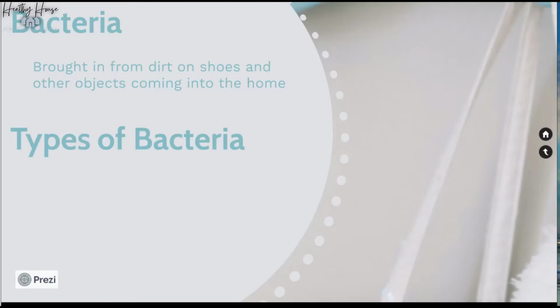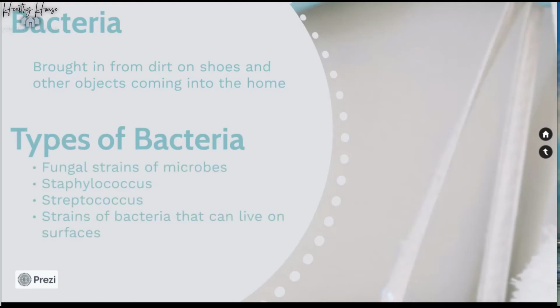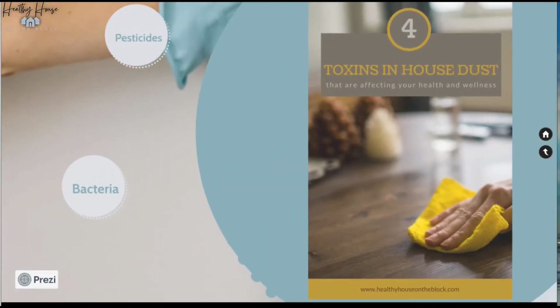Bacteria entering our home from outdoors can include fungal strains of microbes. Staphylococcus, Streptococcus, strains of bacteria that live on surfaces is going to be mostly what we want to pay attention to. And so that lives in our dust as well.